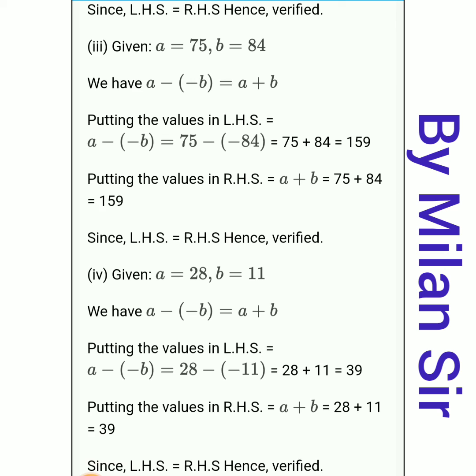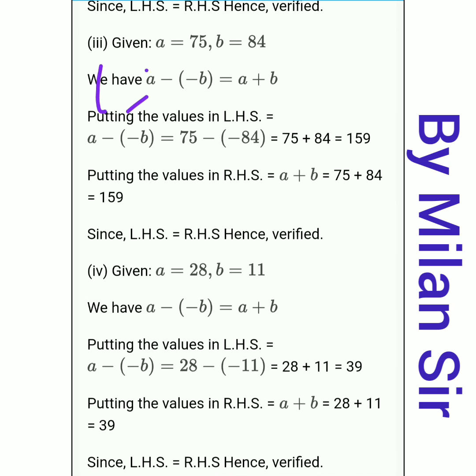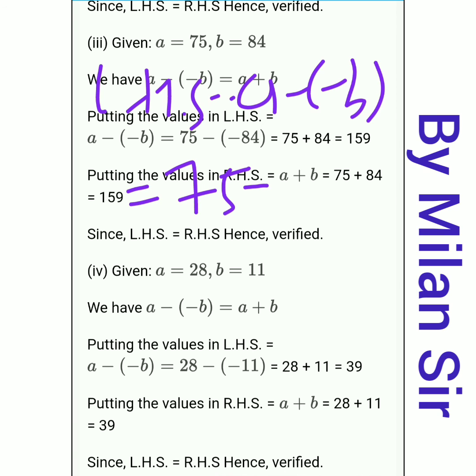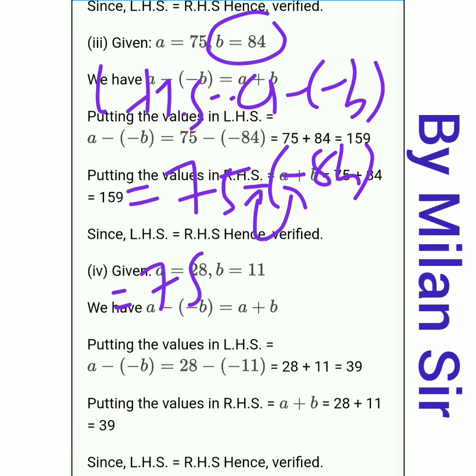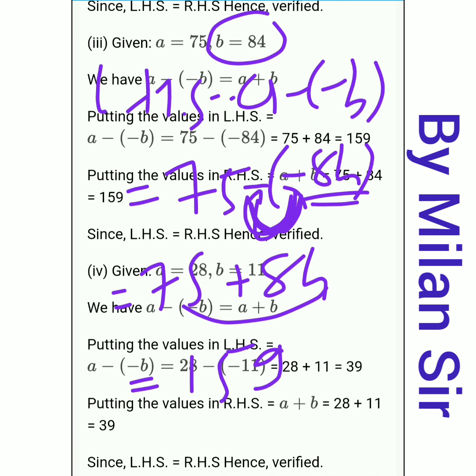Okay, next is question number 3. Again we need to use the same process. LHS, a minus negative b. Put the value of a, it is 75, then a negative sign, here negative b, it is 84, so 75. Now this minus minus becomes plus, then here we have 84. Now we need to add these two numbers, 75 plus 84. Again, if we have a bracket, that means multiplication, so this minus minus becomes plus. 5 plus 4 is 9, 8 plus 7 is 15, so 159.